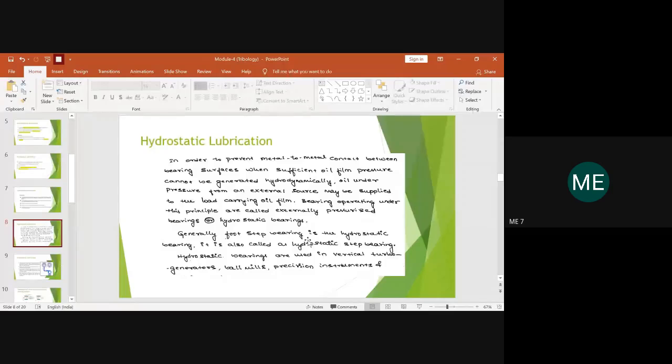Due to these plus points of hydrostatic lubrication, these types of hydrostatic bearings are used in vertical turbo generators, in ball mills, and in various precision measuring instruments. Turbo generators are mainly used in generating electrical power using water as a source, hence the name turbo generator. So it is mainly used in vertical turbo generators. Hydrostatic lubrication is also used in ball mills. Ball mills are equipment used to synthesize nanomaterials.